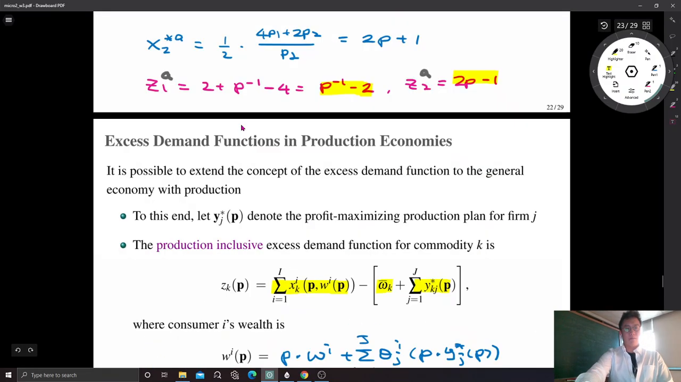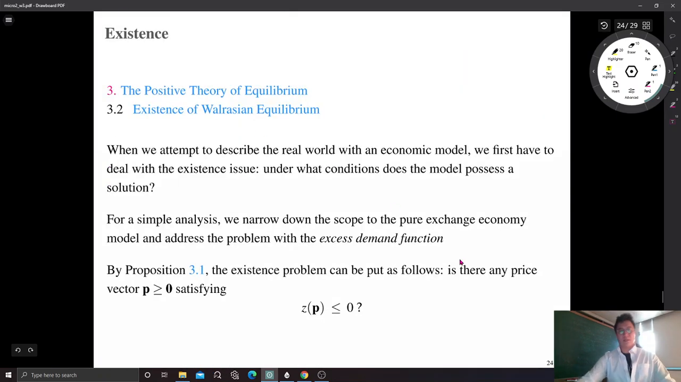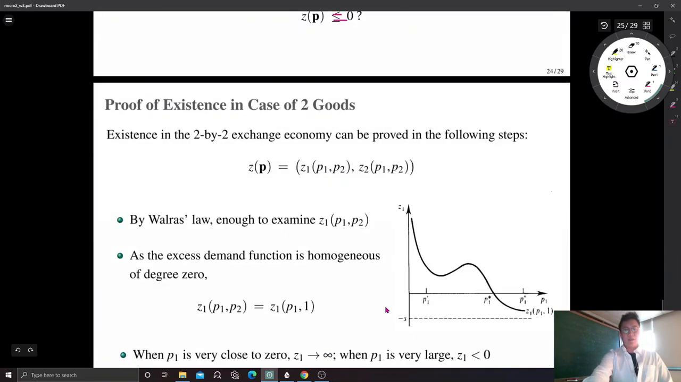All right, so going back to slide number 24, using proposition 3.1, the existence problem can be put as follows: is there any price vector P satisfying Z of P less than or equal to 0, or, under the assumption of strong monotonicity, any price vector P solving this system of equations?